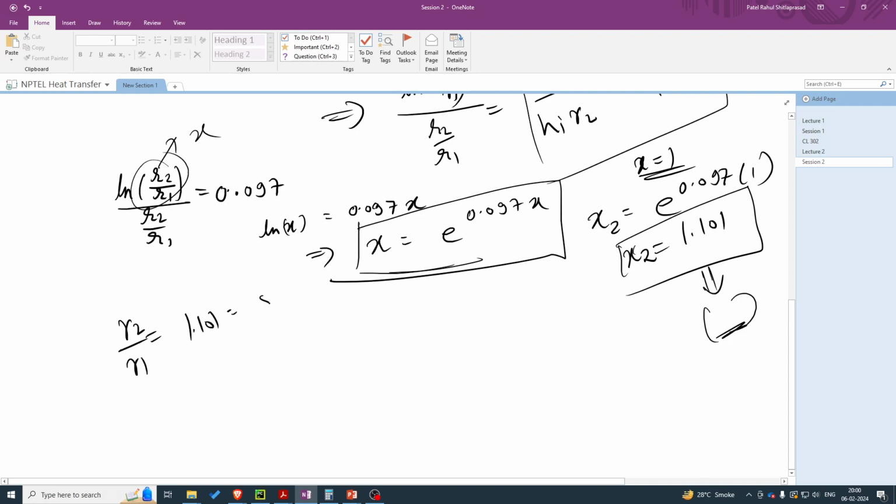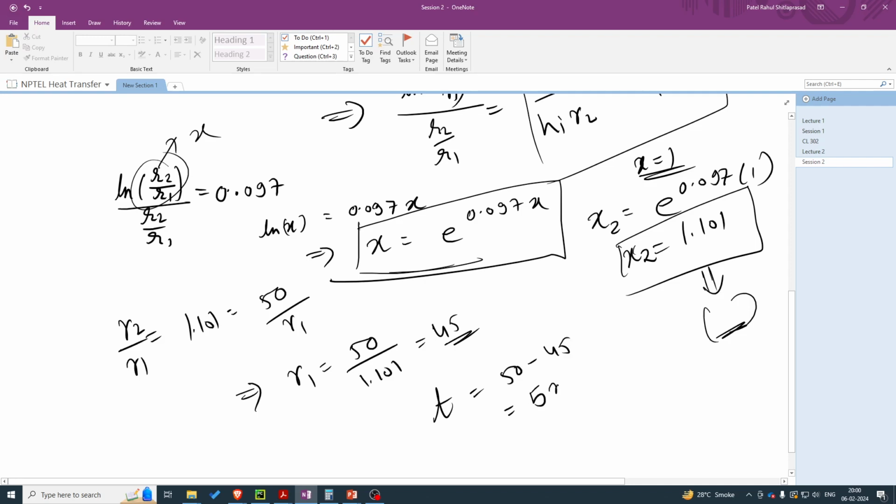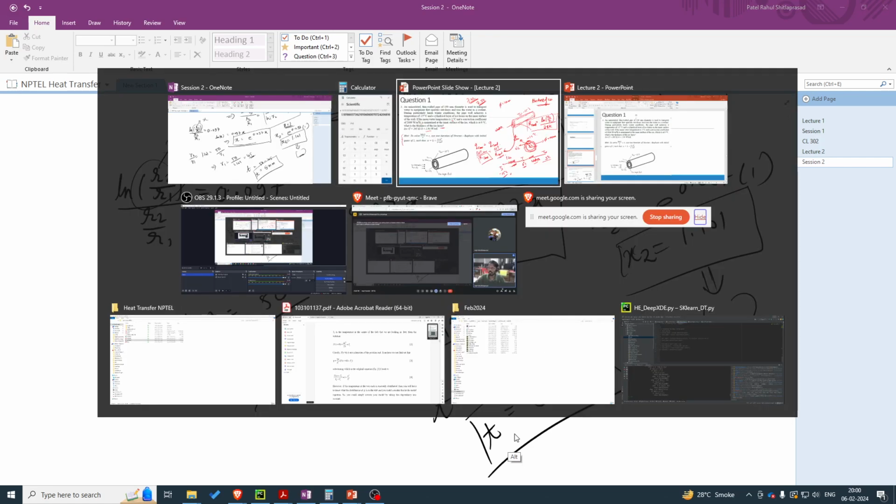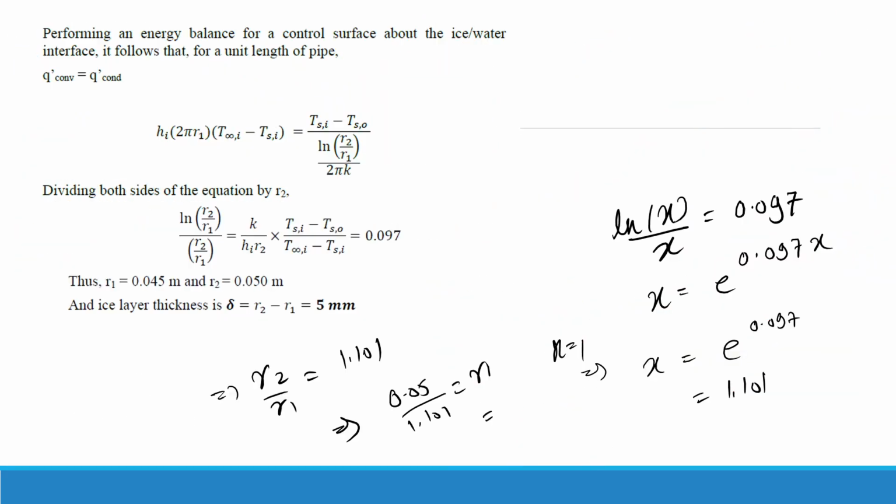R2 we already know is 50. R1 we have to find. So R1 will be 50 upon 1.101. So it will come around 45. So the thickness of the ice will be 50 minus 45, which is equal to 5 mm. So that was the question that was asked. The thickness of the ice for the given system will be 5 mm.